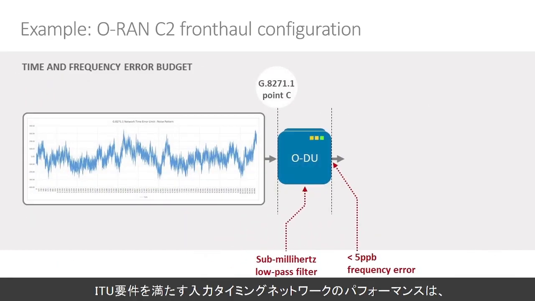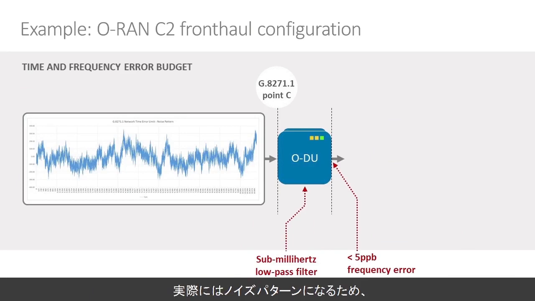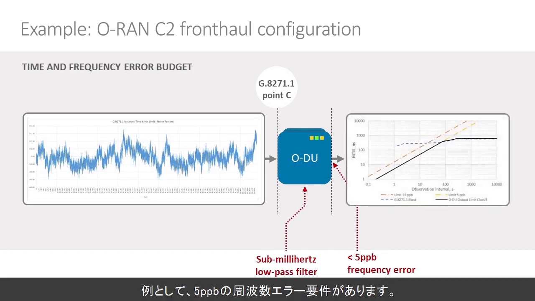That input network timing performance meeting that ITU-T requirement, it's actually going to be a noise pattern there, so that ODU is going to be able to tolerate that. And then on that output, again, we've got that requirement. So an example being the 5 part per billion frequency error requirement.